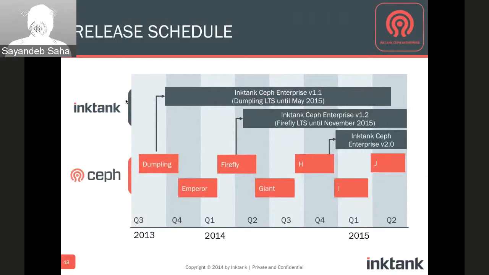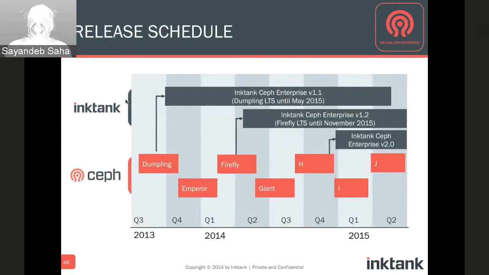But in general, what the Ceph project has been doing is a release every 3 months. That's the cadence. And ICE, the product itself, intends to do a release every alternate upstream release. So every other upstream release of Ceph, ICE will do an update release or something like that. So that has been the model. So you can see the timeline here.